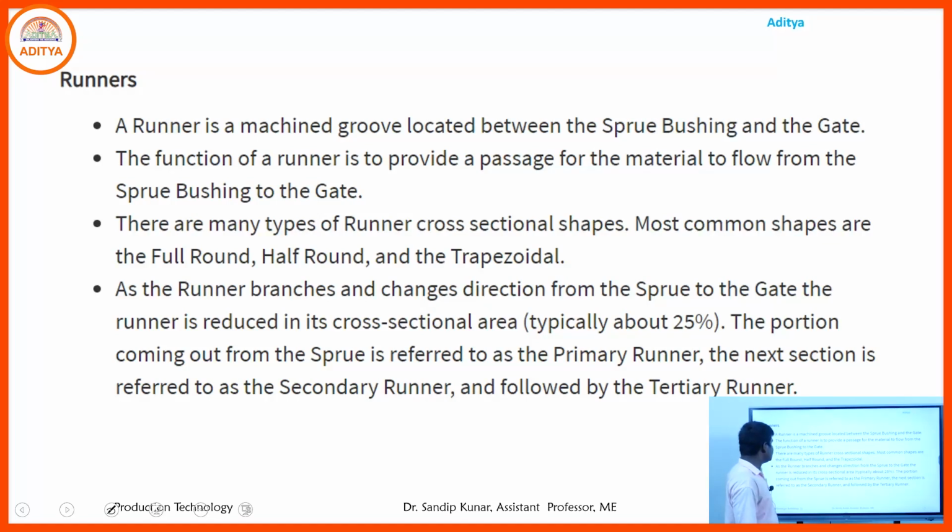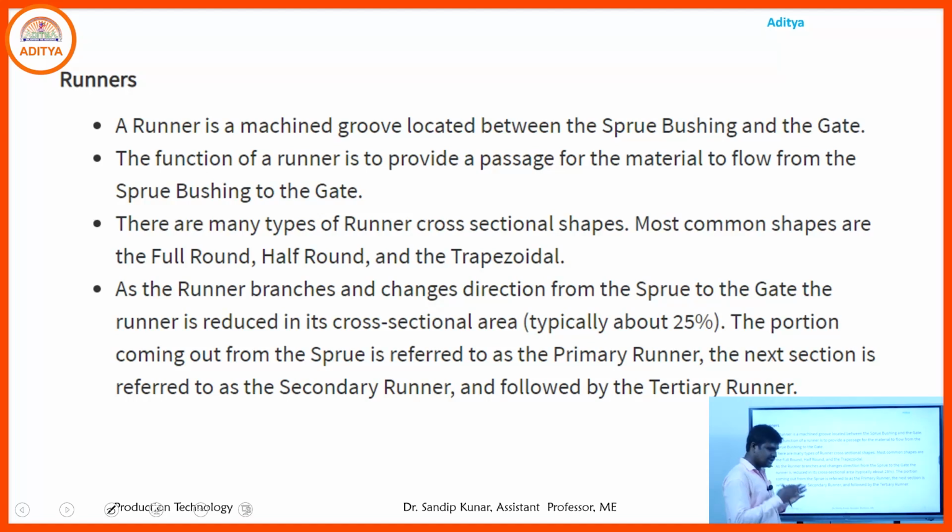Many types of runners are available, with different cross-sectional areas also. The most common shapes are full round, half round, and trapezoidal. These types of shapes are available as runner types, and they are the most economic shapes for flow of the liquid metal to the mold cavity.